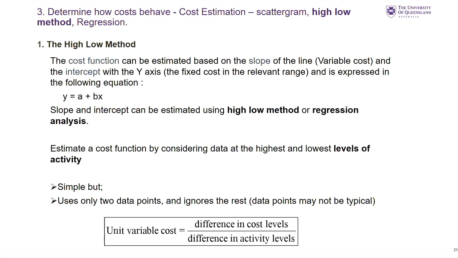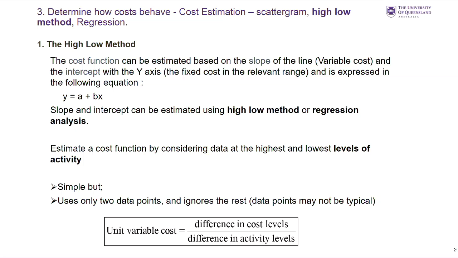Remember, it's simple, this method, but there's a drawback. It only uses these two data points, so there's lots of information loss. It's a very average way of working out what your cost function is. It's not terribly accurate, but it's quick. So first of all, we're going to calculate our unit variable cost, so the B in the equation. And then we're going to substitute the B into the equation to calculate A because we know Y.